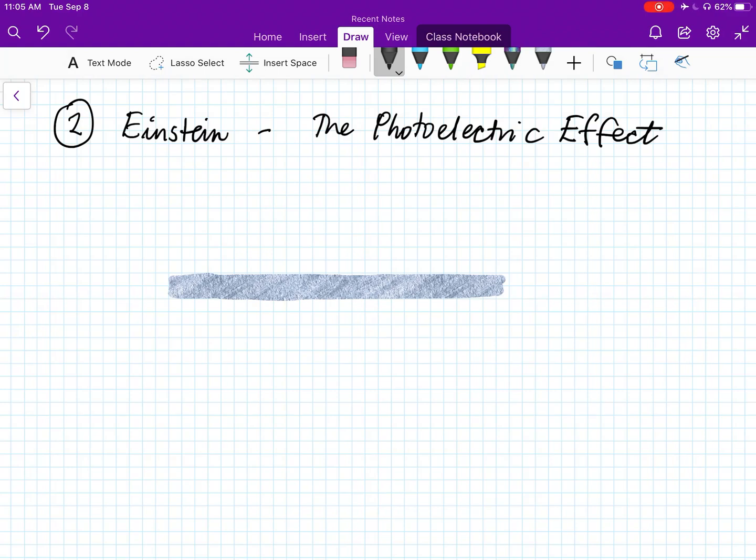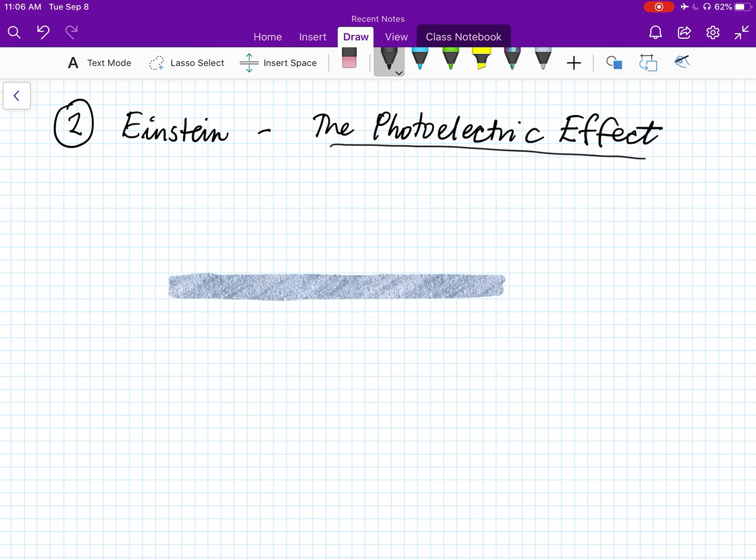So in this lecture, we're going to discuss the second piece of evidence for the quantum theory of light. That is to say, the second piece of evidence for the fact that light exists in the form of particles, quantized particles. That piece of evidence is Einstein's photoelectric effect. He won the Nobel Prize for this discovery.